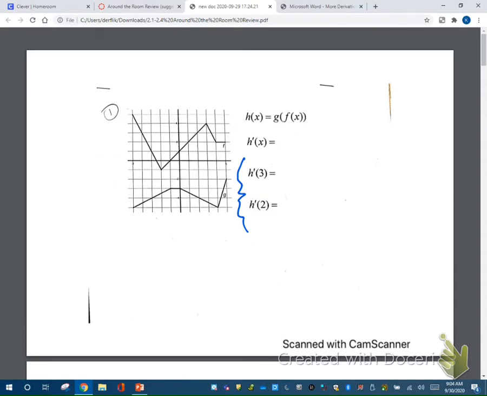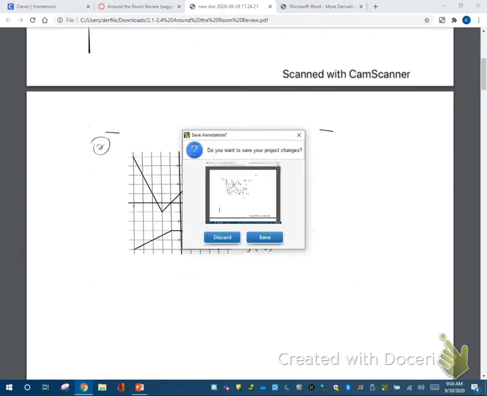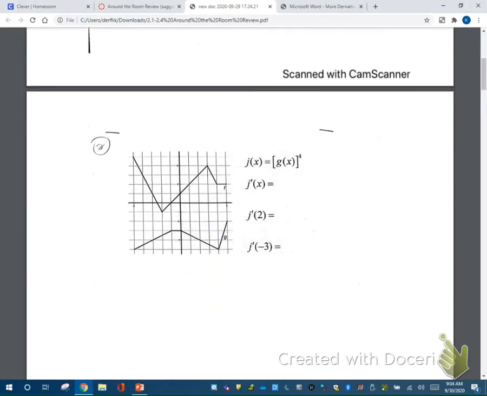Scrolling down, same thing with this problem. Okay, you may not need to find both of those. Just make sure you can do one of them, all right? This is a power rule, chain rule. Okay, derivative of the outside, leave the inside the same, multiply by the derivative of the inside. You do want to make sure you know how to do that. You don't necessarily have to do both of these though.